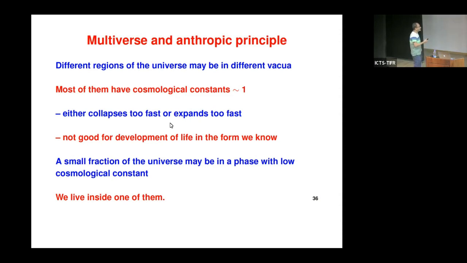So you may have this situation where different regions of the universe may be in different vacua. Most of these regions have cosmological constant of order 1, because those are the generic vacua. But these vacua either collapse too fast or expand too fast, and they will not be good for development of life in the form we know. A small fraction of the universe, maybe 1 in 10 to the 120, will be in a phase with low cosmological constant, and we may be living inside one of them. This is what is called the multiverse picture of the universe.